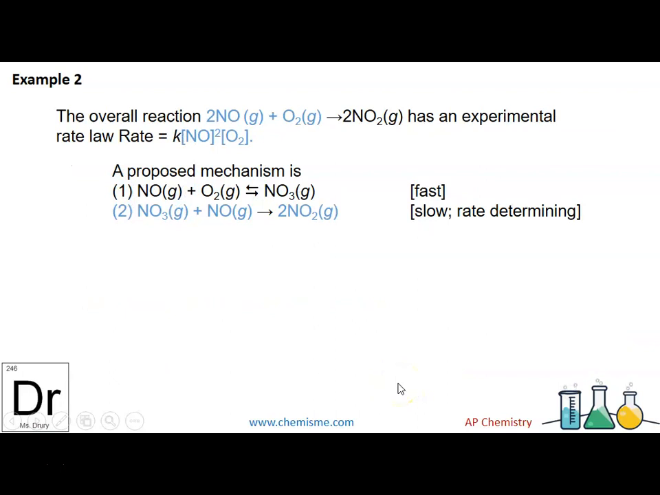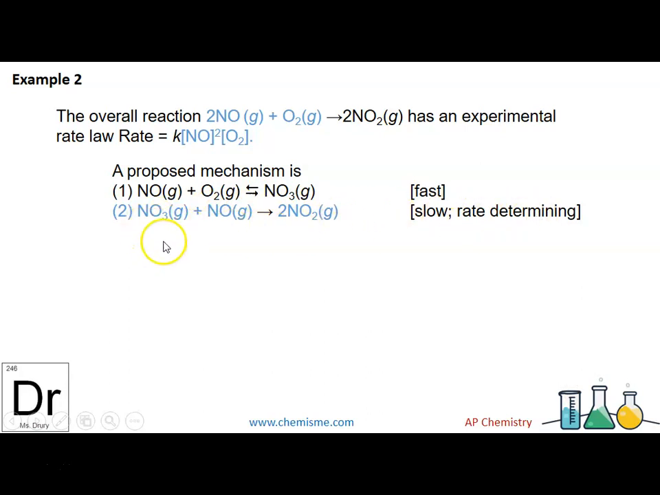If we look at a second example, the overall reaction 2NO plus O2 makes 2NO2 has an experimental rate law of NO squared times O2, and they gave this experimental mechanism. They're saying NO reacted with O2 made NO3, and then that immediately reacted as an intermediate with another NO, and that's what made NO2 in a slow step.